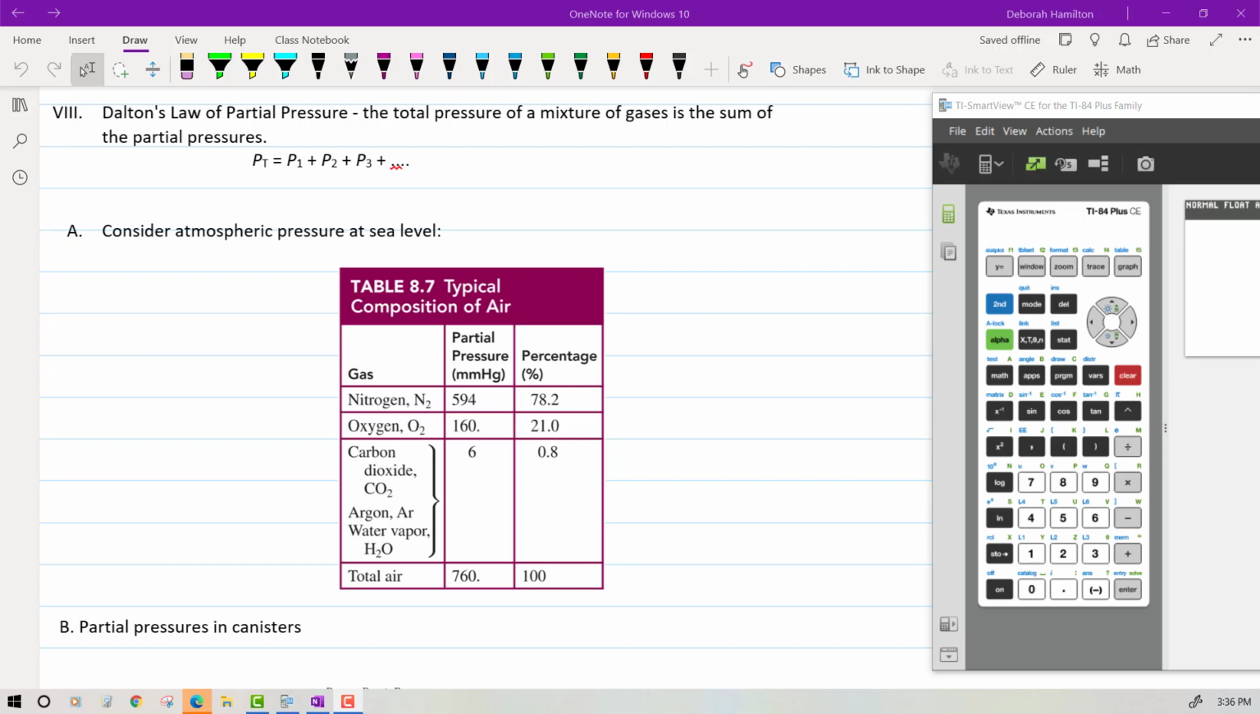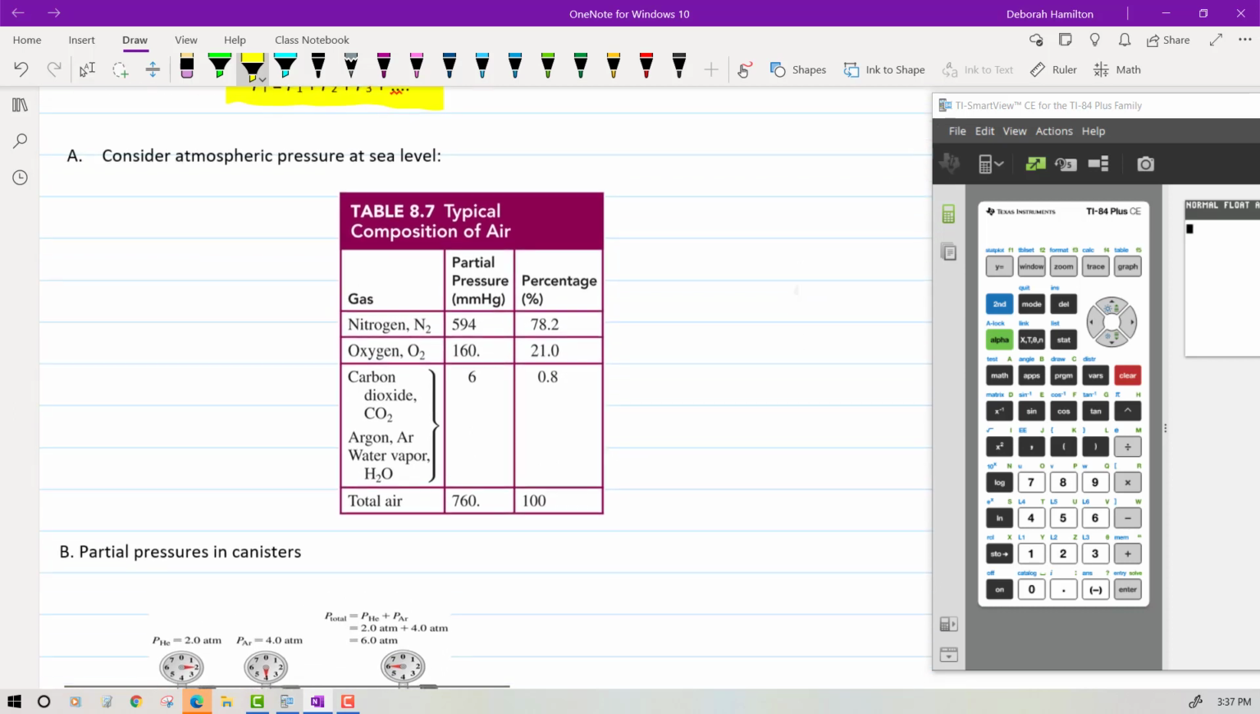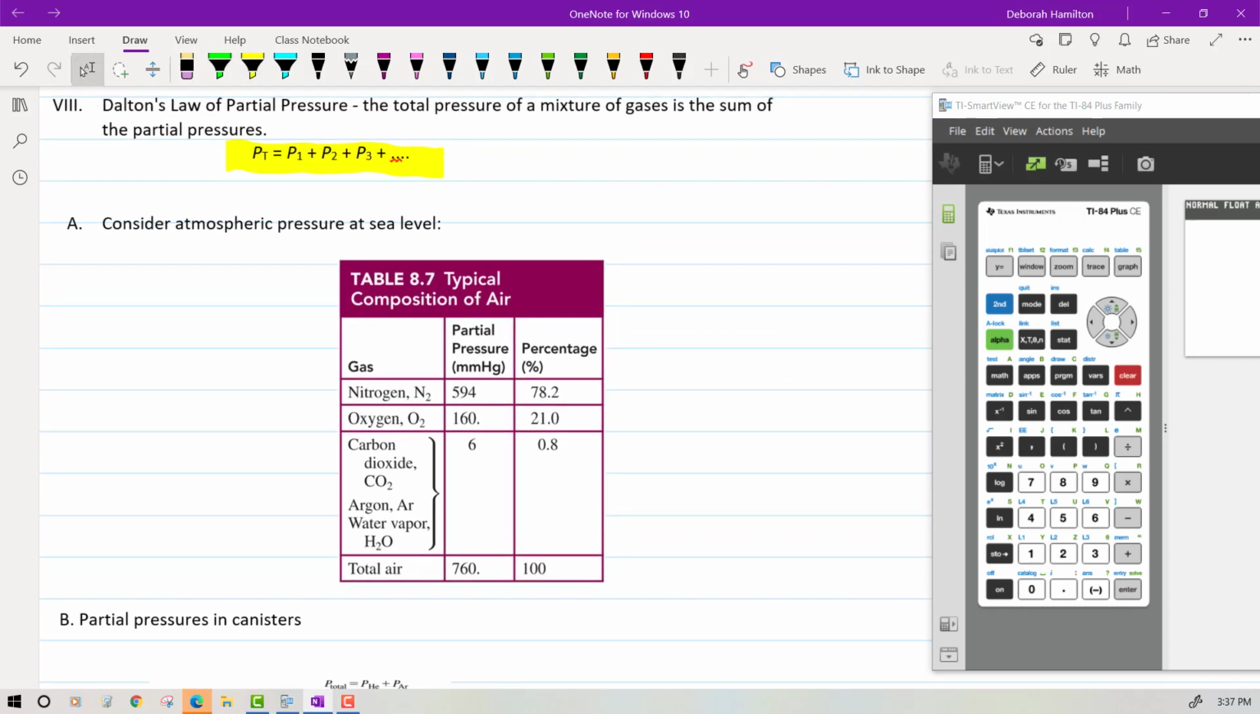All right, Dalton's law of partial pressures is an additive law. It involves mixtures of gases within the same container, and basically you're adding up the pressures to find P total. You're seeing the formula right here, where the total pressure is equal to the sum of the individual partial pressures. And that's basically it. It's probably the simplest of the gas laws that we've looked at in this chapter.